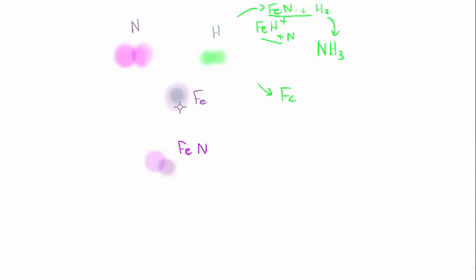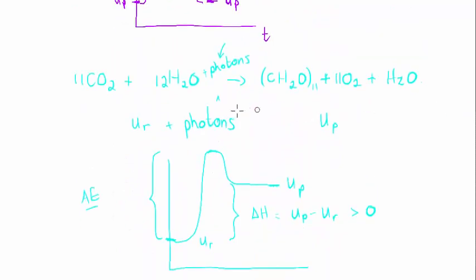All of the iron that was in as a reactant is also a product. It's not like in photosynthesis. Notice here in photosynthesis, yes, we had 12 waters. Water was a reactant and water was a product, but only one part of water is a product.